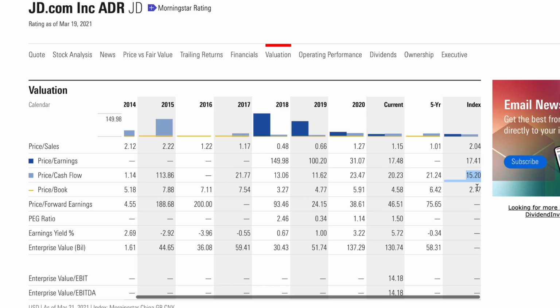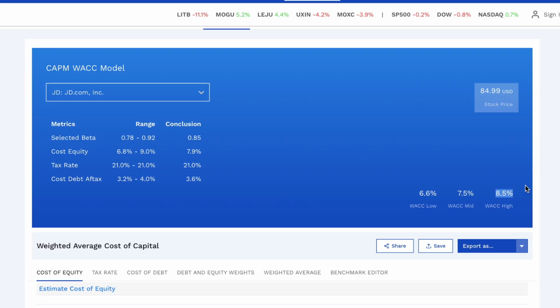The third key assumption I'm making is that we're using a 15.2 multiple to cash flow to calculate JD's terminal value at the end of year 5. This 15.2 multiple is from Morningstar. The discount rate we're using is 8.5% WACC from Finbox.